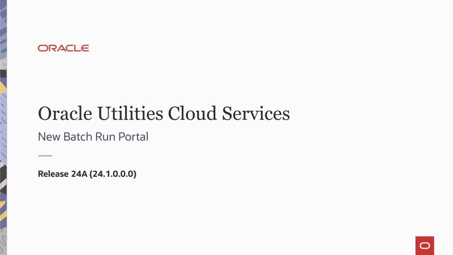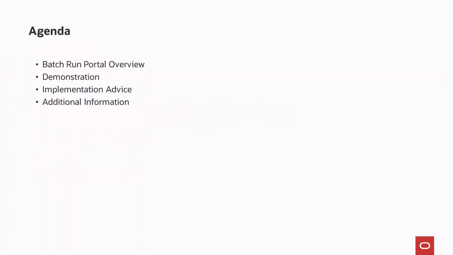Welcome to this session that discusses the new batch run portal, which is available in 24A in the Oracle Utilities Cloud Services. In this session, we'll talk about this new feature and how it can impact your business. I will give you an overview of the new batch run portal, followed by more detail to explain how to use it and the benefits to your business. Then we'll walk you through a demonstration. Finally, we'll explain what you need to consider when implementing this product in your business and provide you with some additional resources.